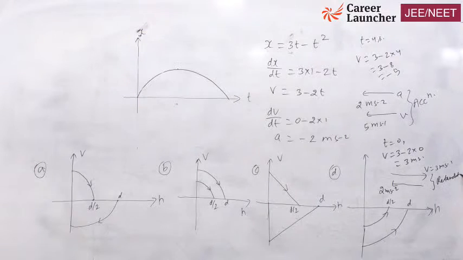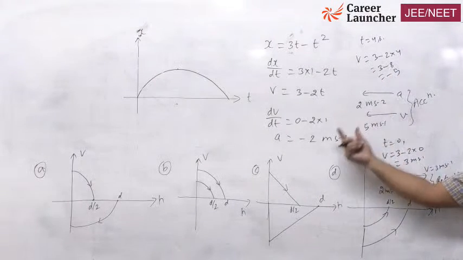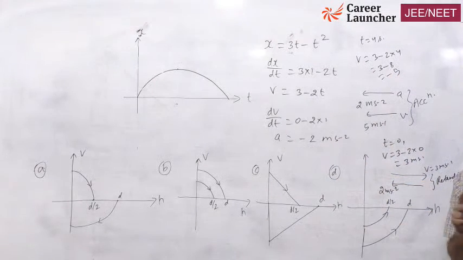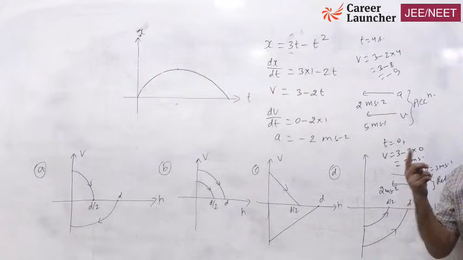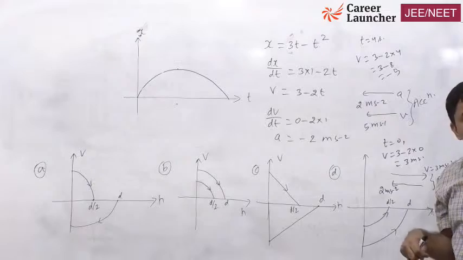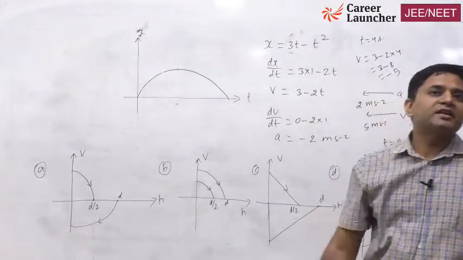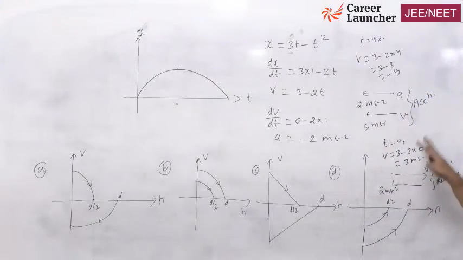So I hope I try to make it clear. Maybe it's very clear to many of you, but still that minus sign doesn't mean that it is always retardation. So what question should you ask before saying minus sign is there? You first ask what is the direction of velocity? Is it in the same direction of acceleration? Then it is acceleration, otherwise it is retardation. So this is the thing that I wanted to discuss.